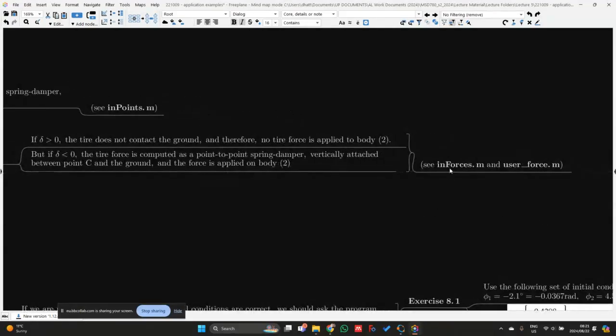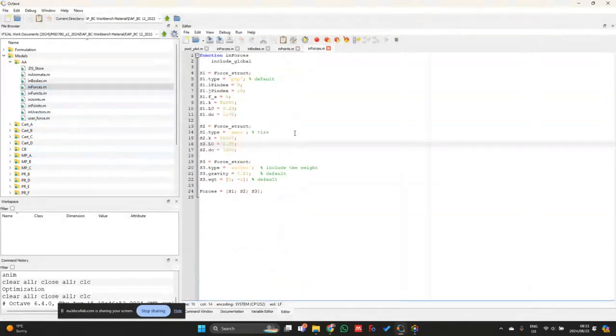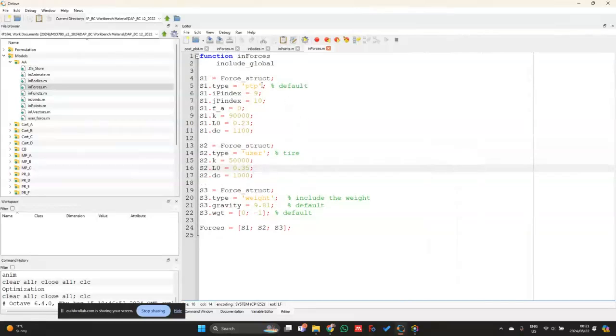And to illustrate this, we can have a look at in-forces and now a new MATLAB file that we haven't considered yet, user_force.m. So if we first look at in-forces, you'll see that we have some standard forces over here. So we first have weight, so the actual weight of the bodies. Then we also have this point-to-point force.